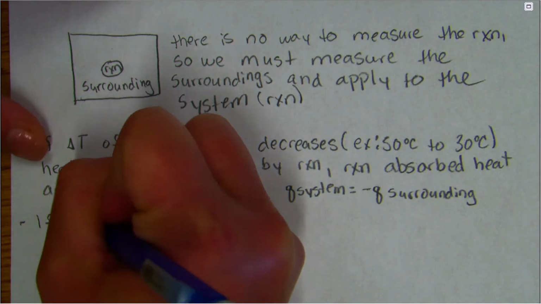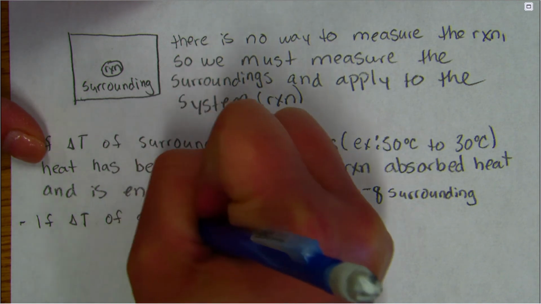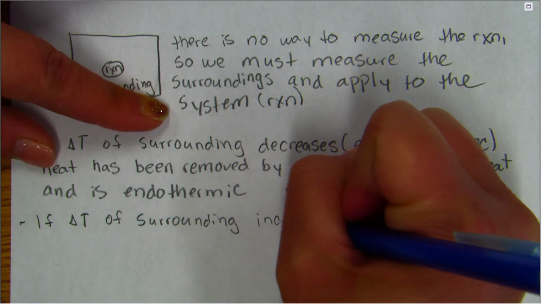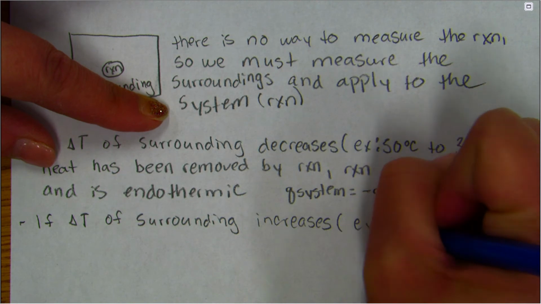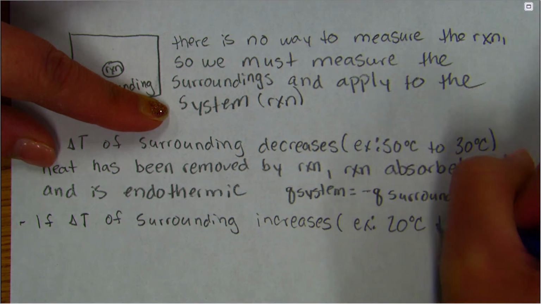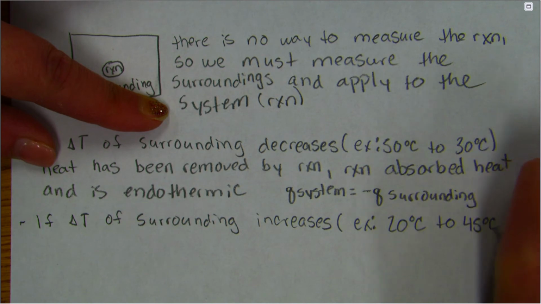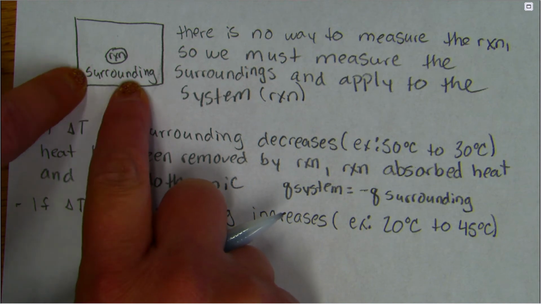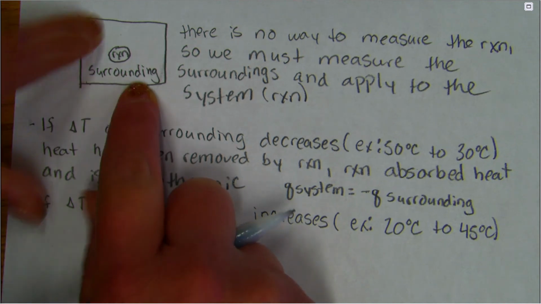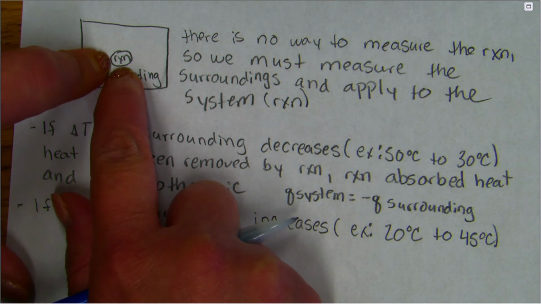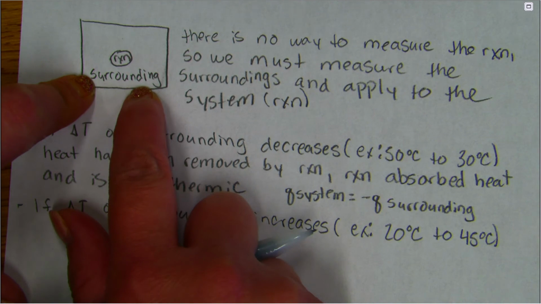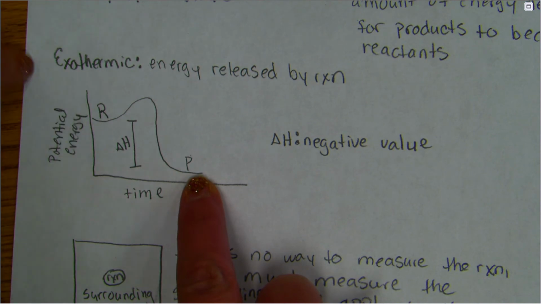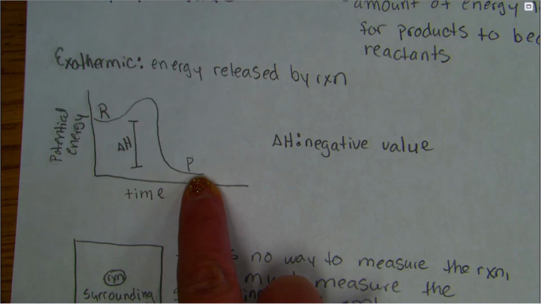So if delta T of the surrounding increases, so maybe I went from 20 degrees Celsius to 45 degrees Celsius. All right, so I have an increase in temperature. That means the surrounding has gained heat. Where did that heat come from? It came from the reaction. The reaction released heat into the surrounding. So the reaction has released heat. The reaction itself is exothermic.